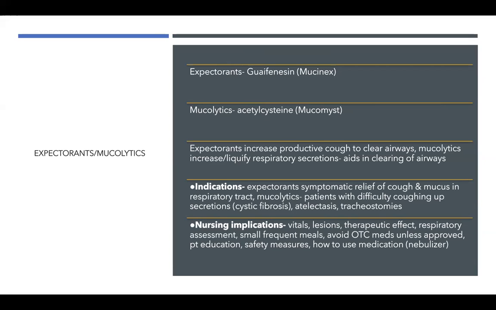Expectorants are used for symptomatic relief of cough and mucus, and then mucolytics are used for patients that have difficulties with clearing their airway. So that can be cystic fibrosis, atelectasis, tracheostomies. And then again, just checking those vitals, make sure there's no lesions if we're using these. Do your respiratory assessment, obviously, because you're giving a respiratory medication. Don't use over-the-counter meds unless they are approved. And then just your normal safety measures.